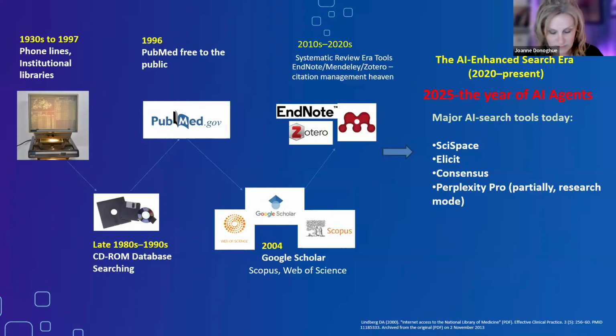And the biggest thing this year, they call 2025 the year of the AI agent, and it does differ from just an AI large language model. The major AI agents for research right now are what you see right there: SciSpace, Elicit, Consensus, Perplexity. Those are probably the top ones. Today we're learning SciSpace.